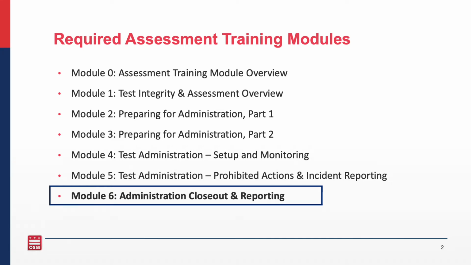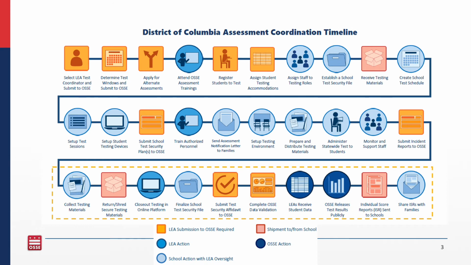A score of 80% or higher on the quiz will serve as the official attendance and completion of the 2021 Test Security Training Series. This assessment coordination timeline shows the activities needed in order to complete statewide assessment administration in the District of Columbia. The color and shape of each icon indicate who is performing each task. Each training module provides detailed information on the activities in the assessment coordination timeline. In this module, we will cover the steps highlighted in the orange dotted lines.